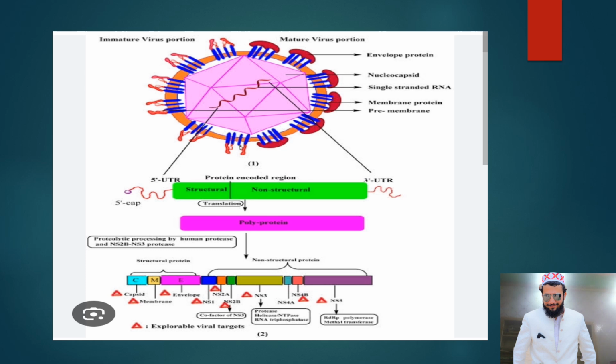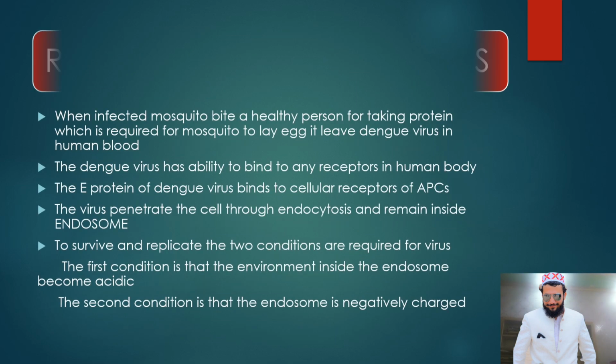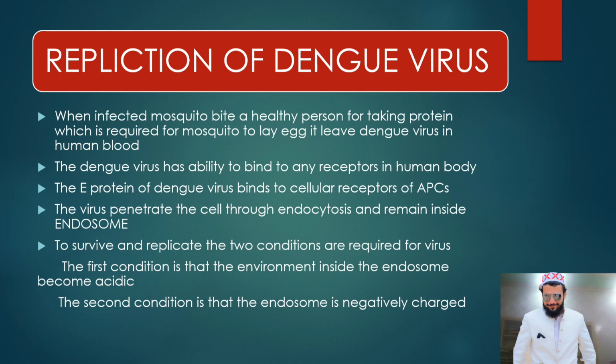There is one immature and one mature form. When the virus has E proteins on its surface, it is called a mature virus, and when the M protein is surrounded by the C protein, it is called an immature virus.